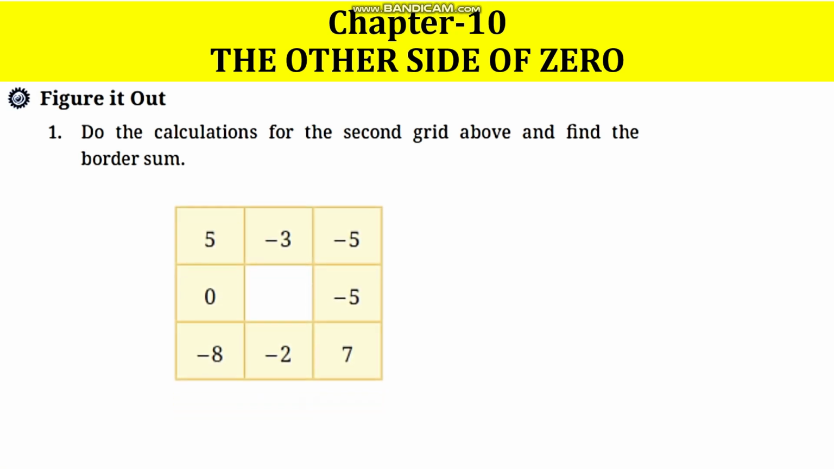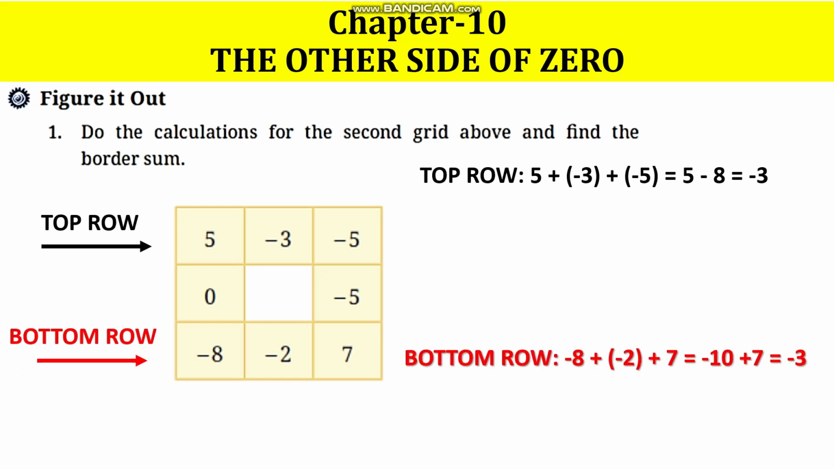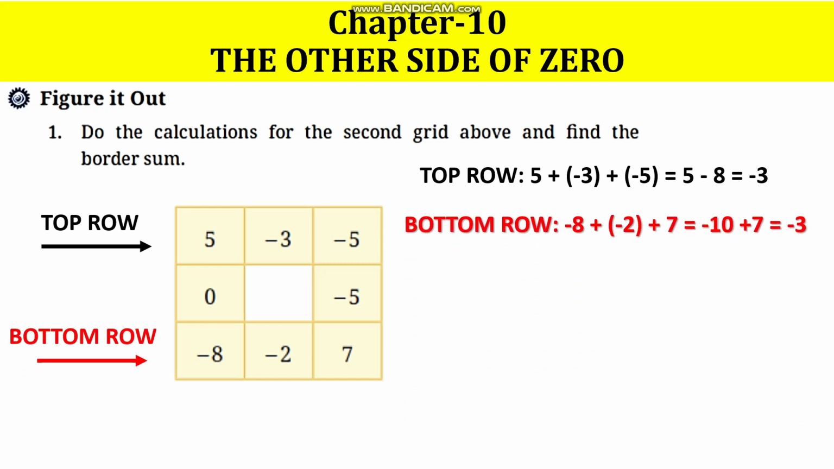Here again we can see the grid. This is a hollow integer grid, and when we talk about the top row, we have the integers 5, -3 and -5. When we add all these integers, we get 5 minus 8, and that is -3. Now when we talk about the bottom row, the integers are -8, -2 and +7.